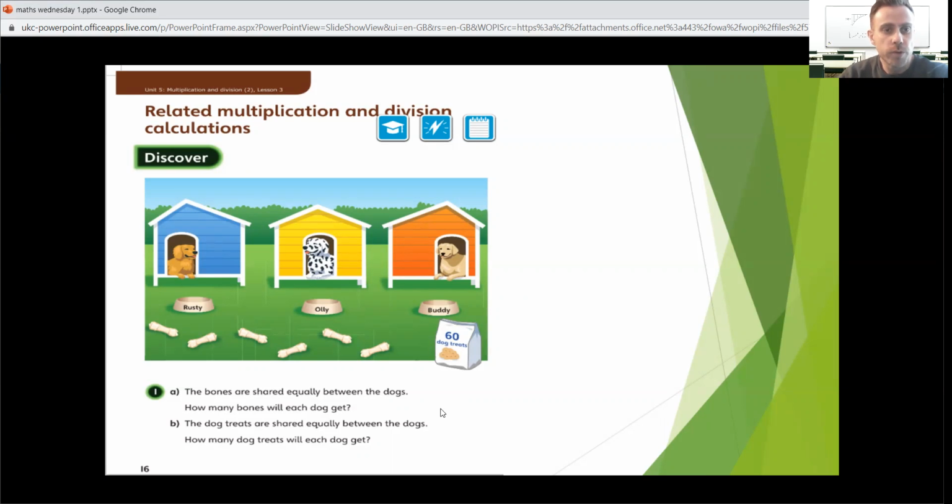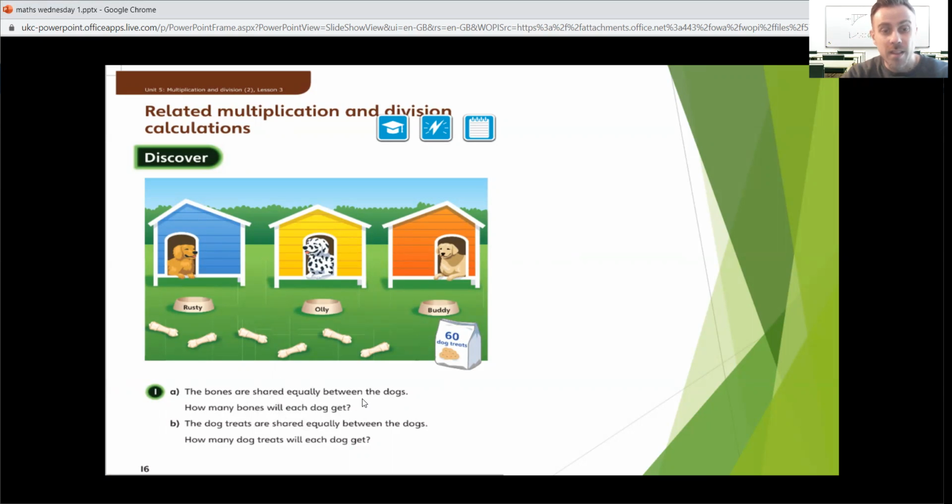All right, so I'll read out the questions for you, and then you can have a little go at them. So 1A, what have we got here actually? We've got 3 dogs, 3 kennels. We've got some of their food bowls, their water bowls there. We've got some bones, it looks like, on the floor, and we've got a packet of dog treats. It says there's 60 in there. Okay, that's all the information in the picture. Let's see what we have to do. It says the bones are shared equally between the dogs. How many bones will each dog get? Okay, so that's your first one to have a little go at.